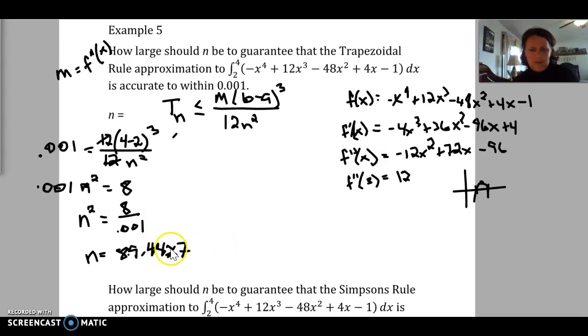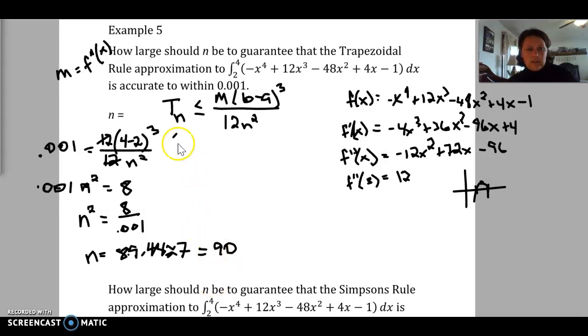My pen is really not working now. So we can't have a partial subinterval, and we can't round down. So that tells me that I'm going to have n equal to 90. So if I have 90 subintervals on this equation using the trapezoidal rule, then I will be within an error of 0.001.